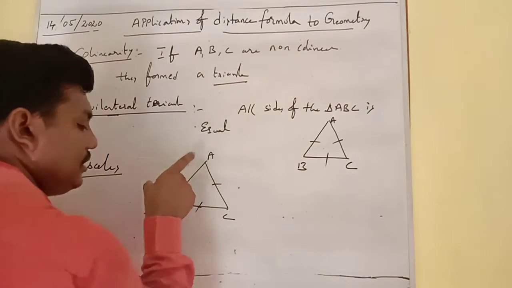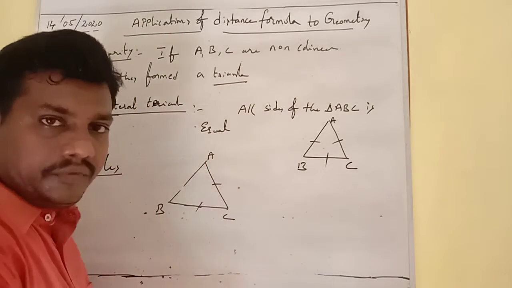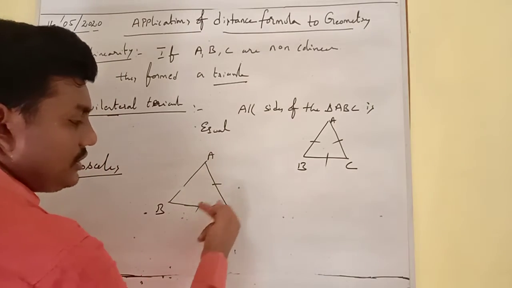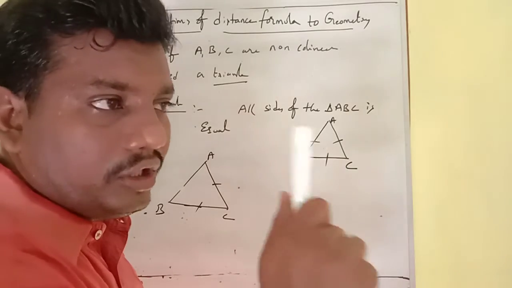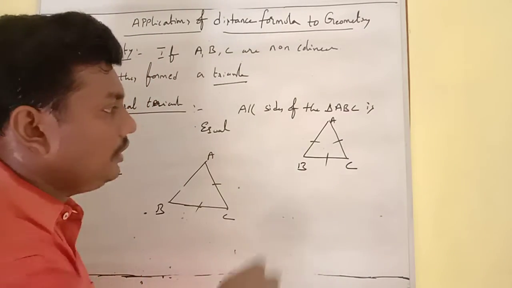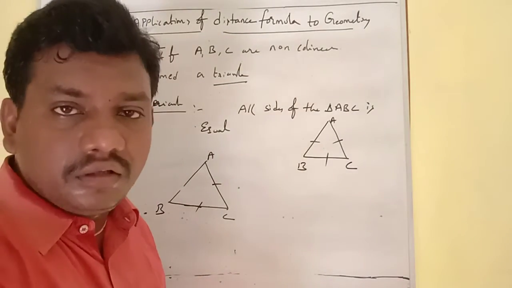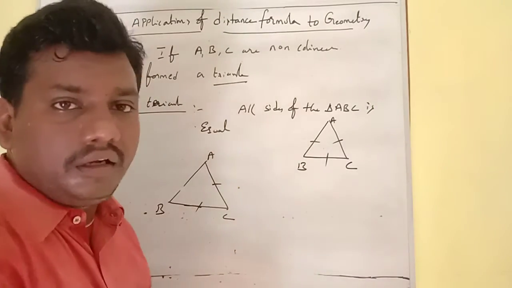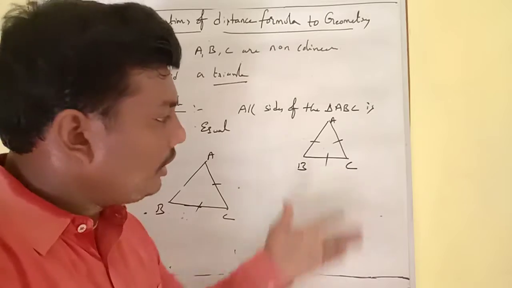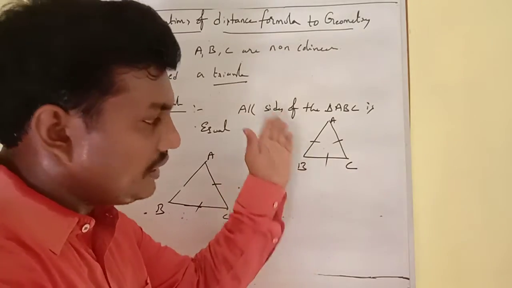This is AB distance, BC distance, and AC distance. If any two distances are equal, then it is an isosceles triangle. So you have to remember that all equilateral triangles are isosceles, but not every isosceles triangle is an equilateral triangle. Because in an equilateral triangle, always two sides are equal.